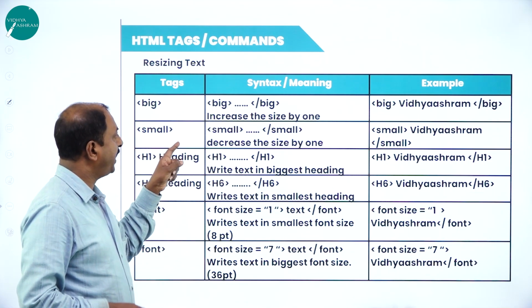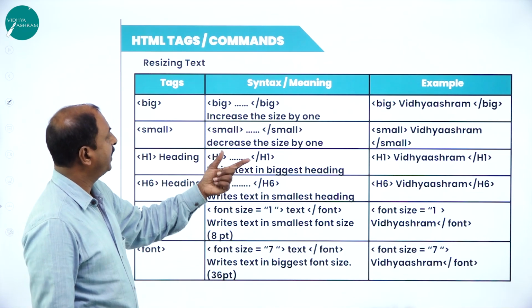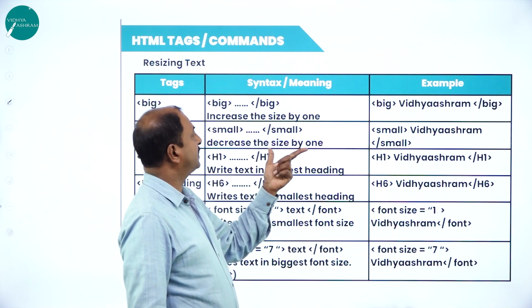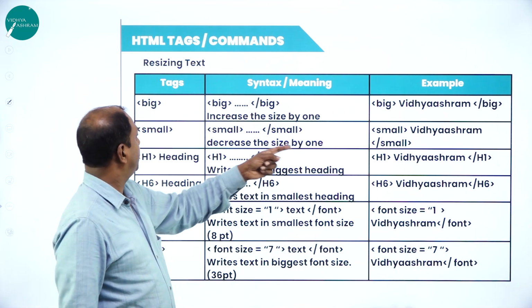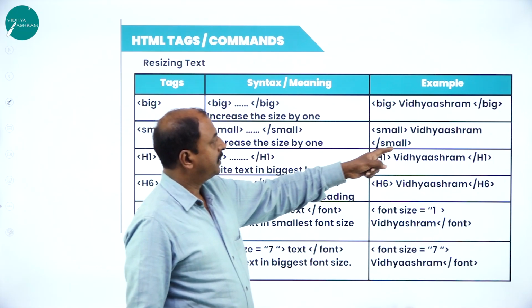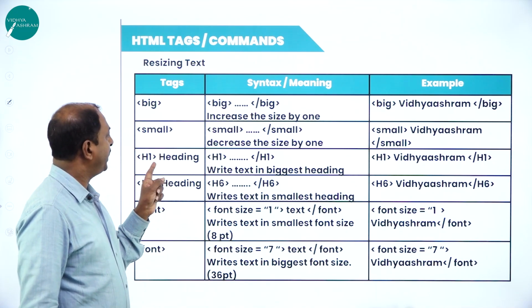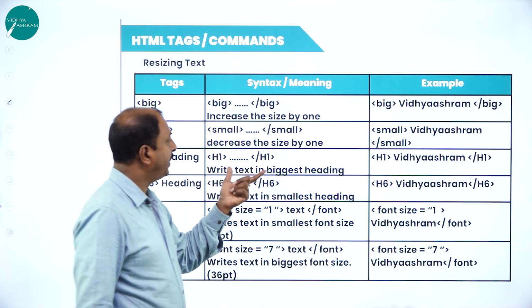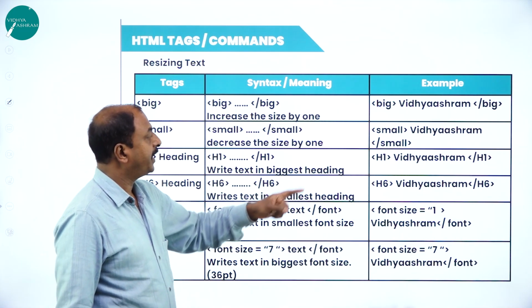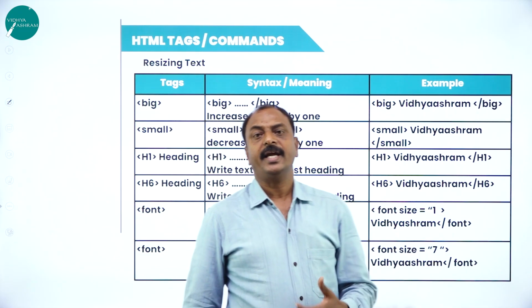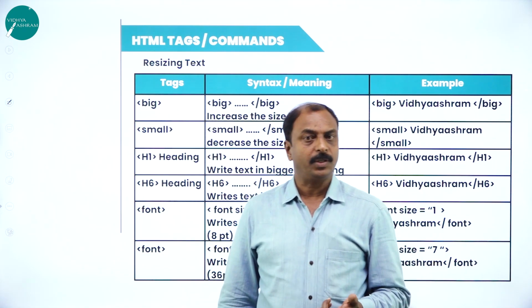Now the small tag is one more HTML tag. It decreases the size of the text by 1 point. So this is the definition of these two tags. Then an example here. And the H1 tag, this is called a heading tag. It writes the text in the biggest heading, so it looks like a heading for any of our HTML documents.